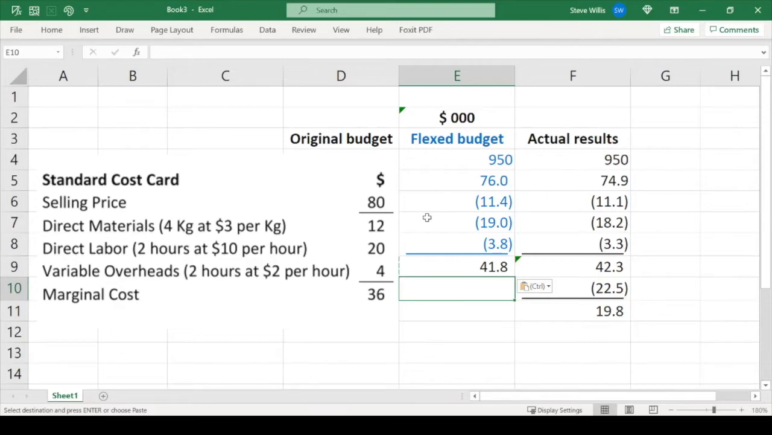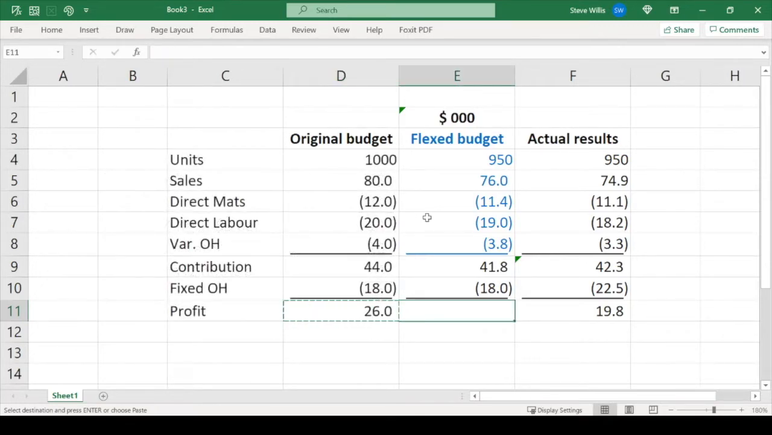Now, what do you think? Fixed overheads. When we produce and sell 950 units, should fixed overheads change? Should they drop? No, it's a fixed cost. It's not related to activity level. So I can copy paste that over there. And same thing with the profit formula. Copy, paste.